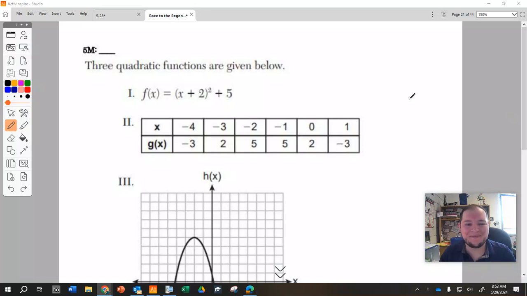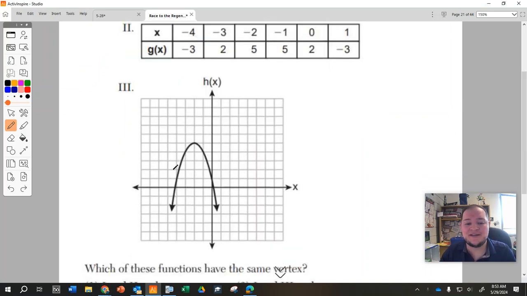Question 5M. I like 5M actually. It says 3 quadratic functions are given below. First function's an equation. Second function is in table form. And third function is in graph form.